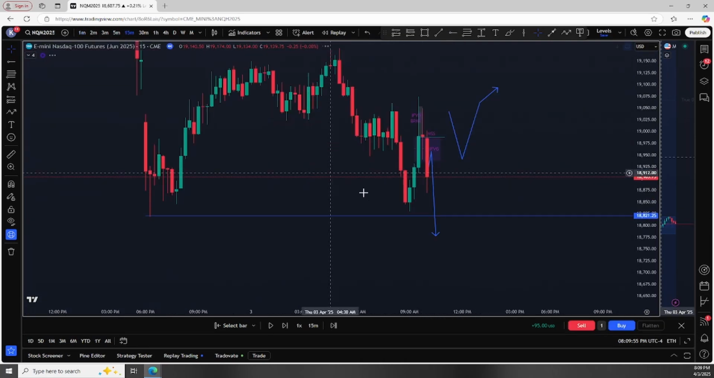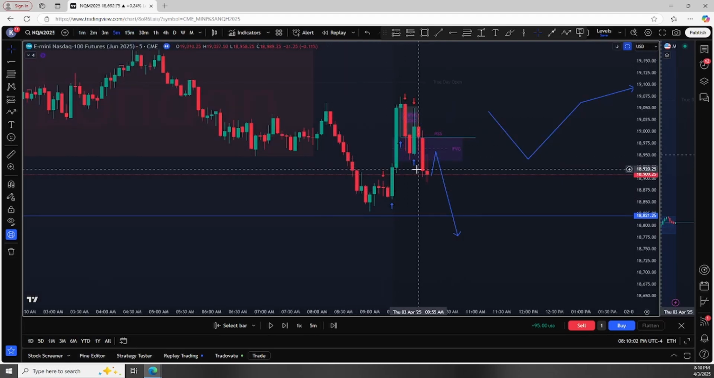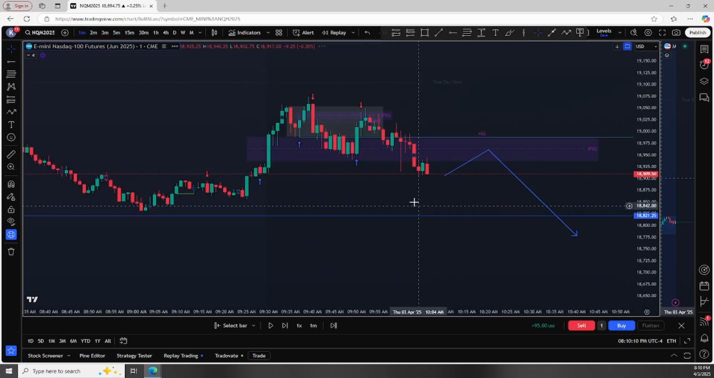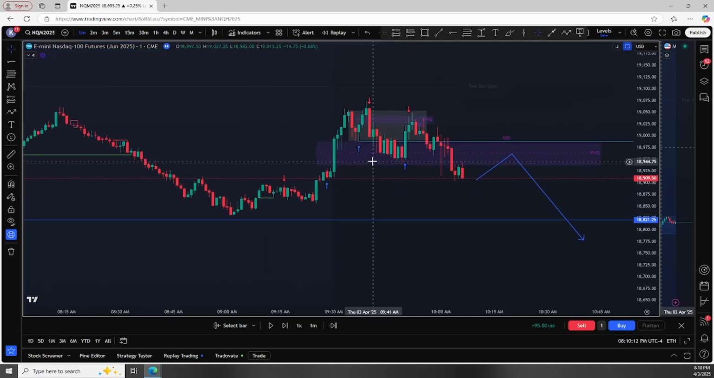The 15 minute, we're about to make an L1. 5 minute, like we said, just inverse the gap. We're looking for a pullback into the IFVG, possibly expect consequent encroachment of this, and then a move down. So on the 1 minute, we need to get the 1 minute in alignment with that.